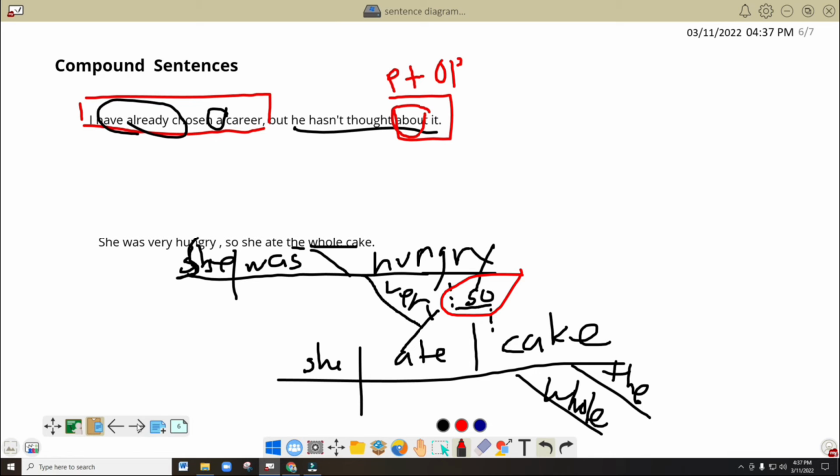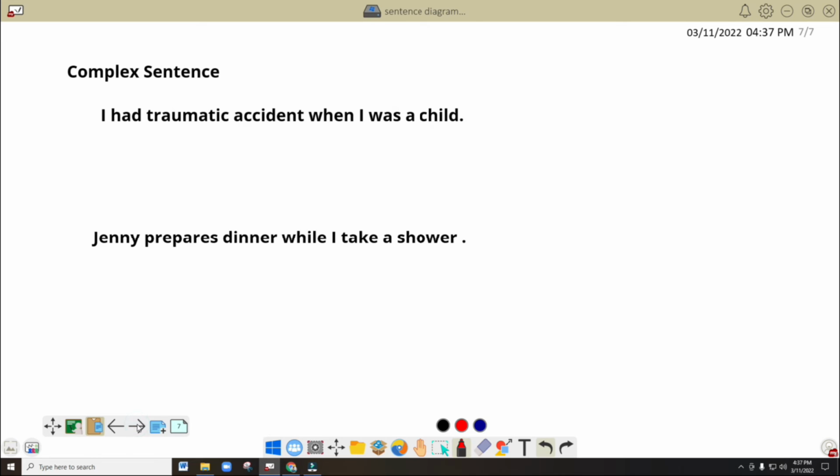Now let's go to the complex sentence. Here we go. So I think you can read it. Complex sentence. We got two. So for you to understand it better, we have two examples for you. I had traumatic accident when I was a child. Jenny prepares dinner while I take a shower. Okay, so I guess you already knew that we have here subordinating conjunctions separating, of course, our dependent and independent clause.